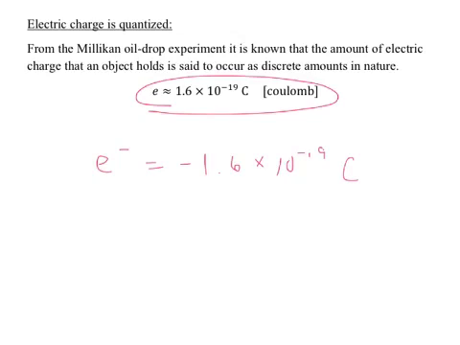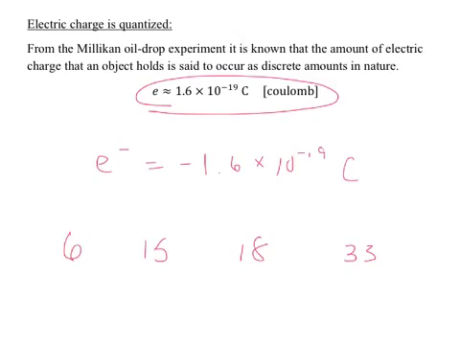Now, look at the following numbers on the board. What's the least common multiple of those numbers? What number goes into all of those numbers on the board? 3. Everybody agree? 3 goes into all of them? 3 goes into 6, 3 goes into 15, 18, and 33.